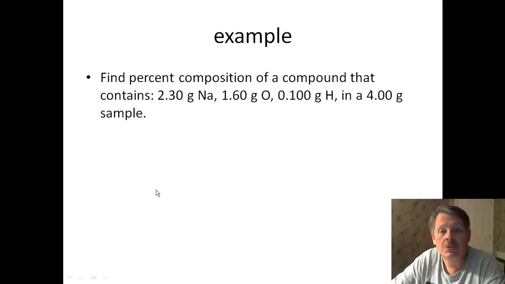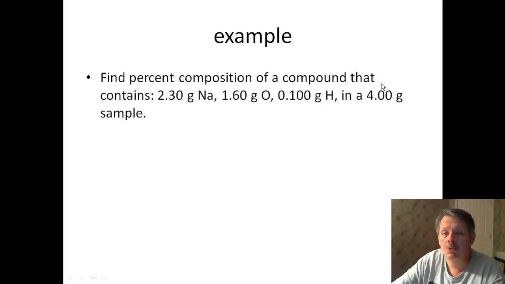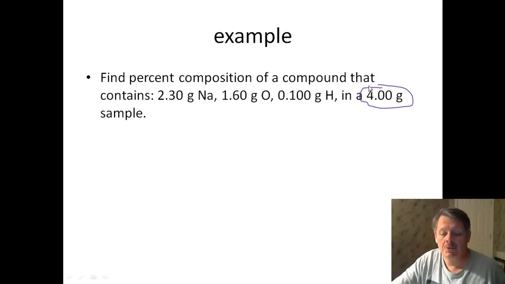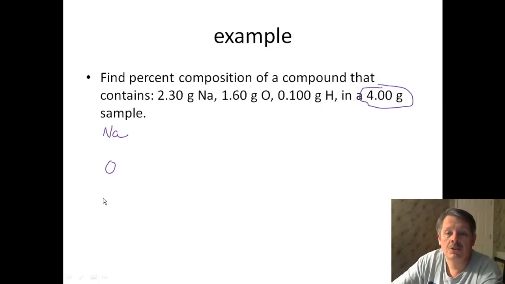So here's an example. We want to find the percent composition of a compound that contains 2.3 grams of sodium, 1.6 grams of oxygen, and 0.1 grams of hydrogen. If you add those all up, you come up with a total of 4 grams. Well, isn't it nice? They already did that for you. All right. So we have a total of 4 grams. So how in the world do we find percent composition? Well, we take each thing separately. We look at sodium, we look at oxygen, and we look at hydrogen.